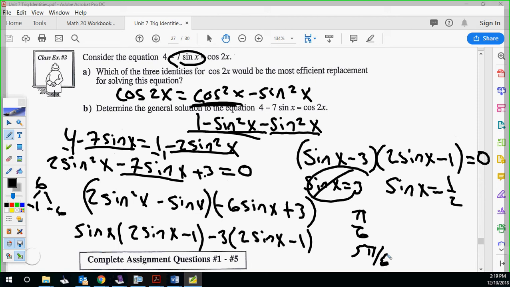Negative 1. I pull the sine x out. The 6? Factors of 6 that give me negative 7. Negative 1 and negative 6 gets me a negative 7. Negative 1 times negative 6 is positive 6. Here? Yeah, that's fine.